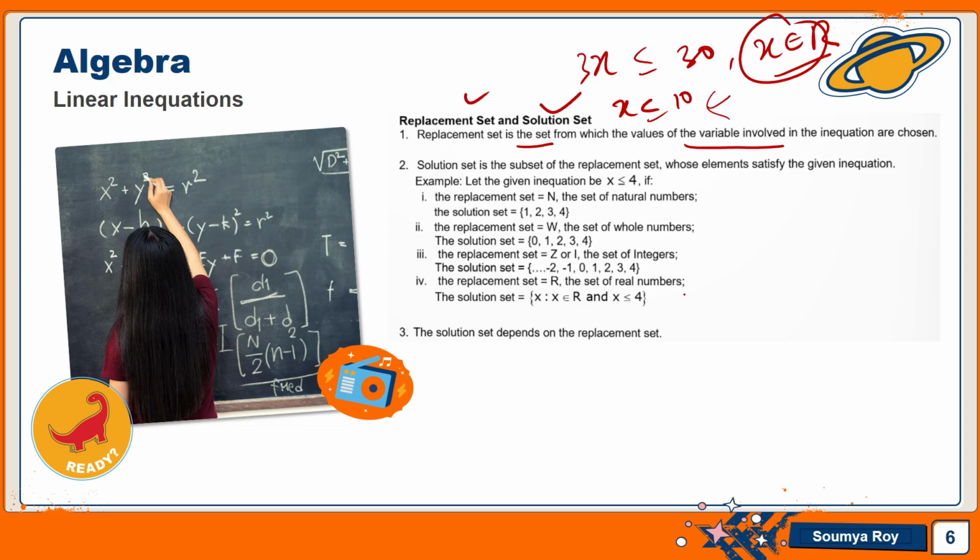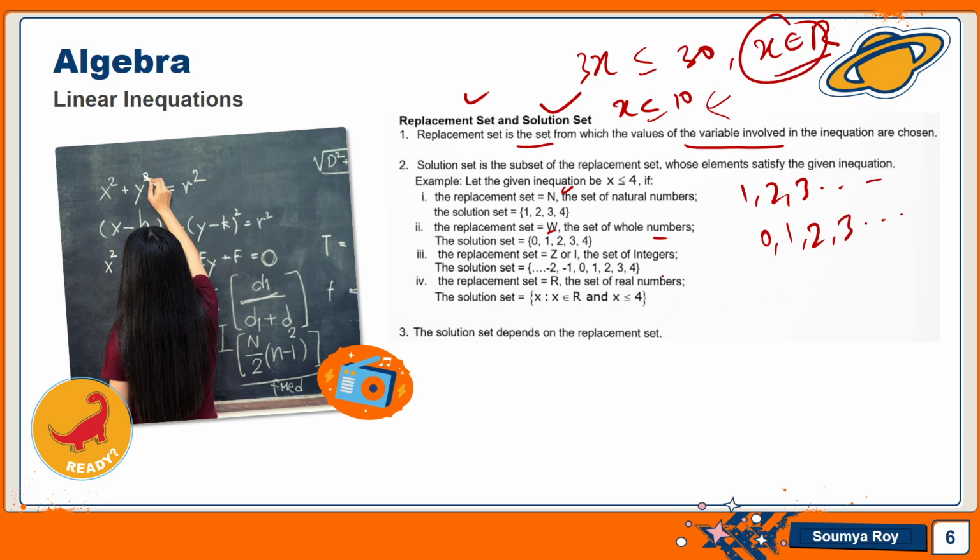After solving, you know, the replacement set can be natural numbers. N stands for natural numbers, right? Natural numbers start from 1 and go on. Then the whole numbers are represented by W, so they start from 0, right?